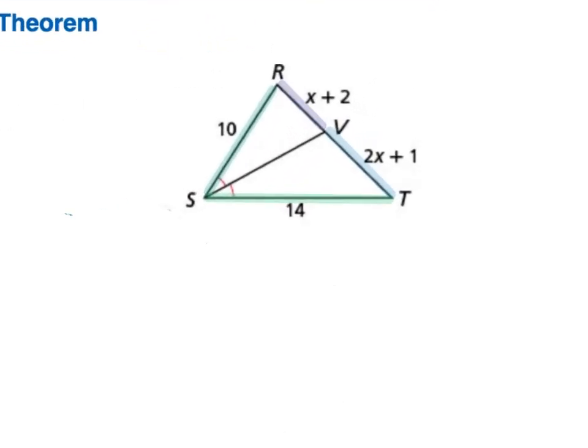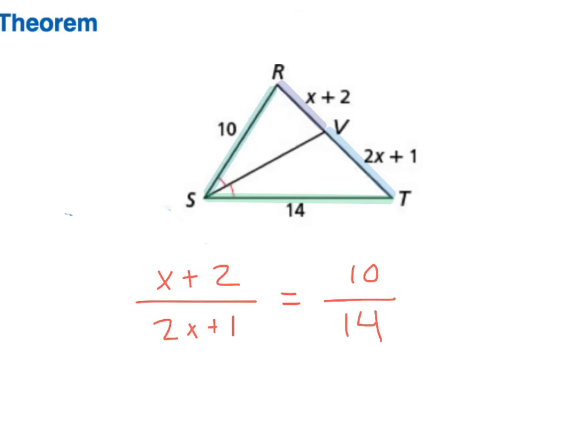All right, next example. Using the triangle angle bisector theorem, find RV and VT. So what proportion are we going to set up here? x plus 2 over y equals 2x plus 1 over 10, y over 14. Perfect. Awesome.